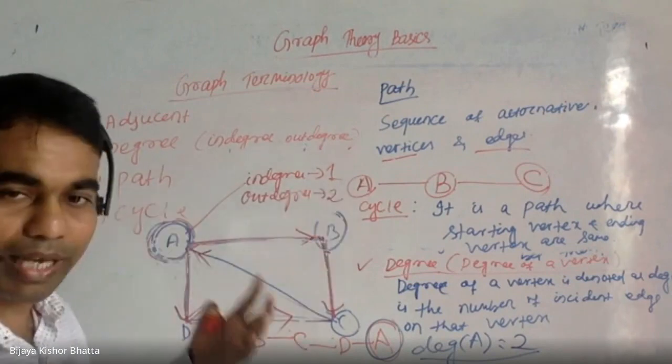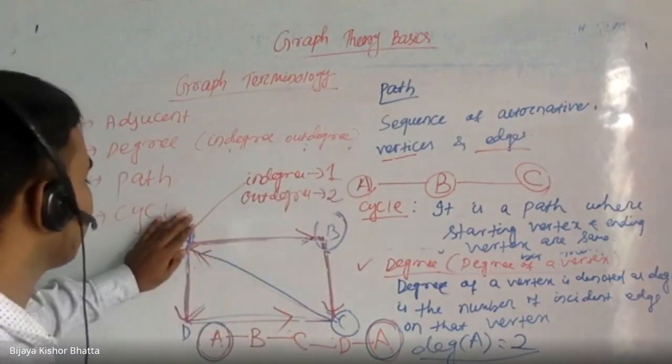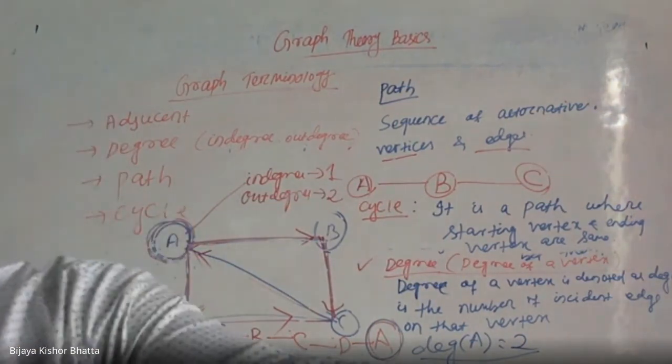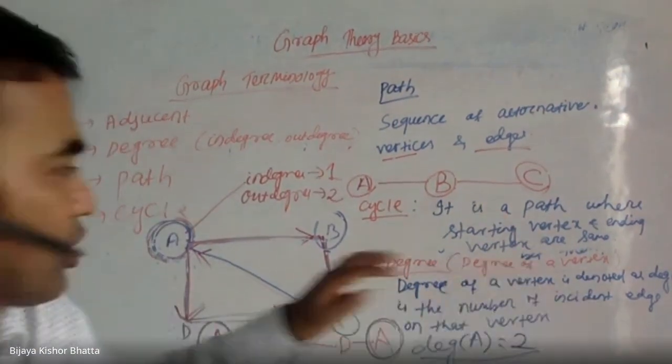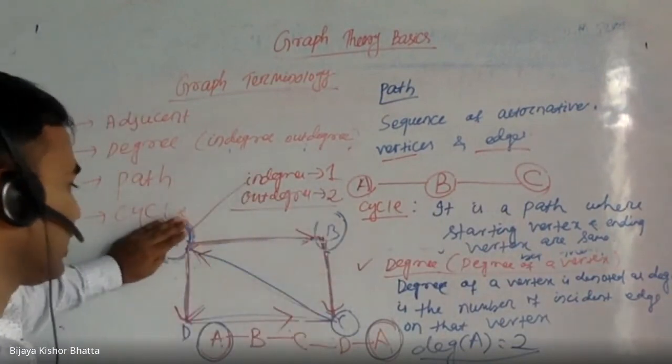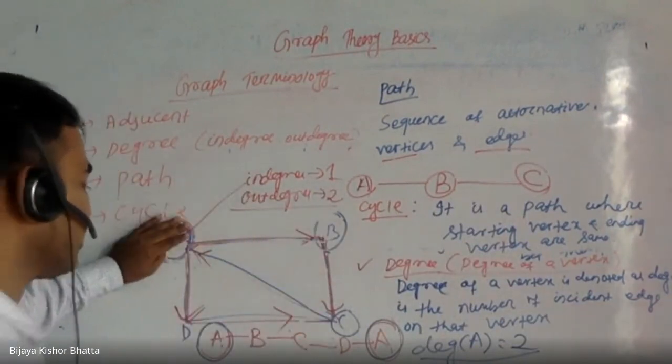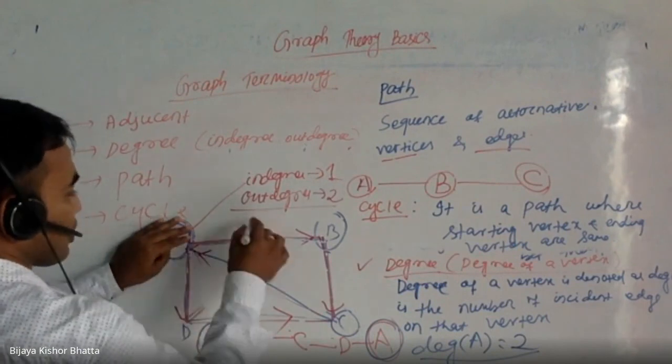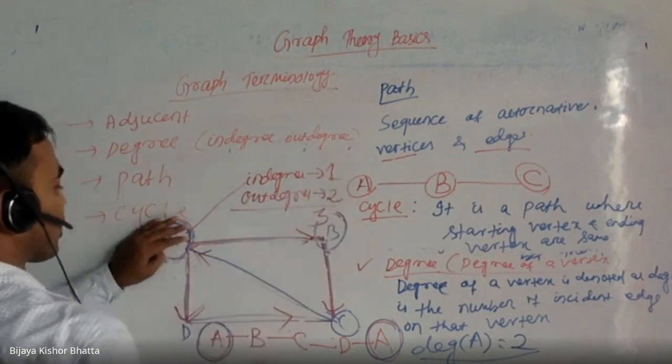In the case of a directed graph, if somebody asks what is the degree of that vertex, you can also say 3. If somebody, instead of asking in degree and out degree, asks what is the degree of this vertex, you can simply say it is 3. That is in degree plus out degree.